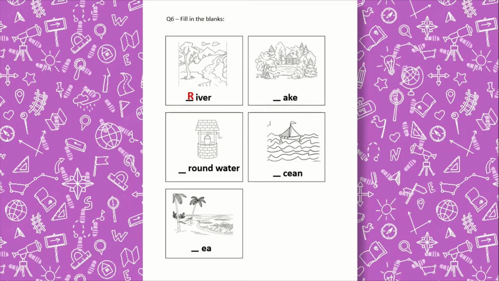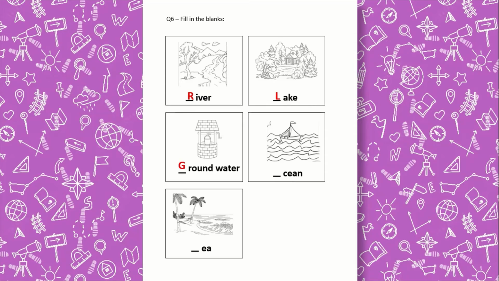What letter does a lake start with? Lake with an L. Next, I see groundwater. A groundwater. What letter does groundwater start with? G-g-g, ground, with the G.